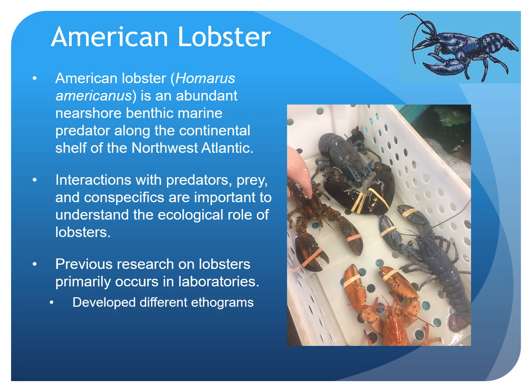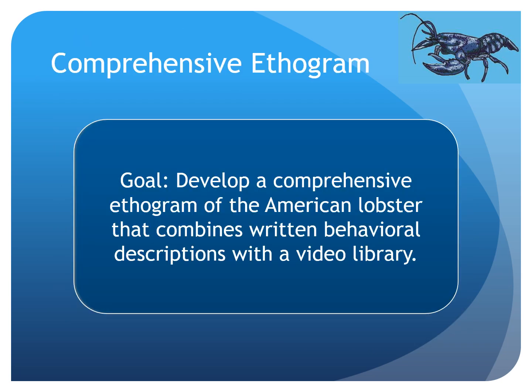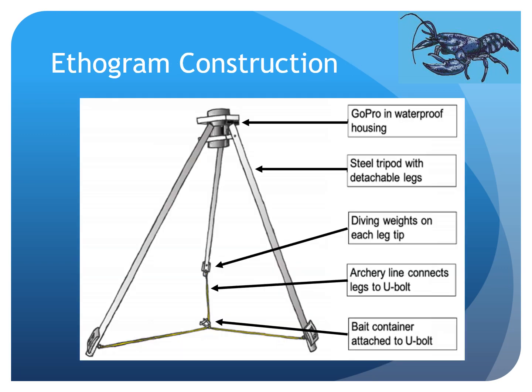Additionally, different studies often created different behavioral descriptions, which introduce inconsistencies, especially if those descriptions lack any clarifying visuals. So, my goal was to develop a comprehensive ethogram of the American lobster that combines written behavioral descriptions with a video library that shows each behavior using examples from both wild and captive lobsters.